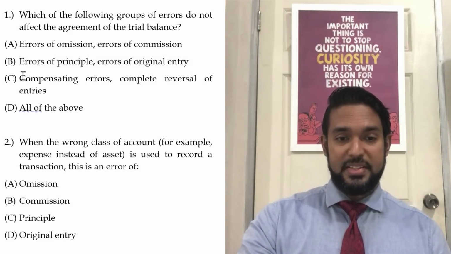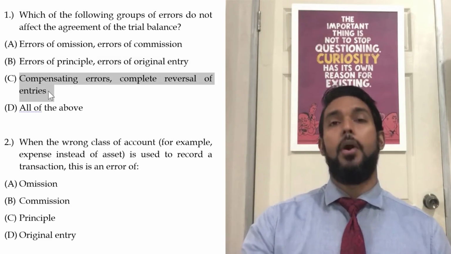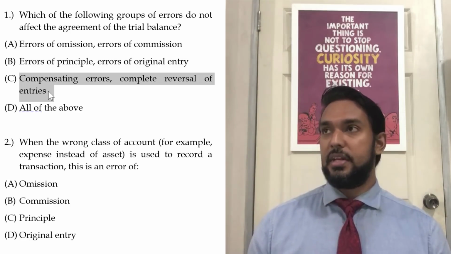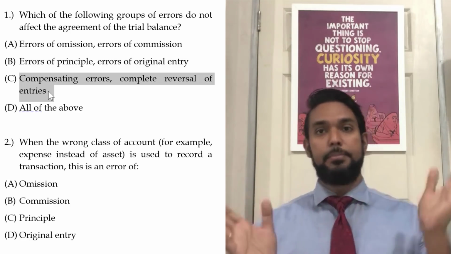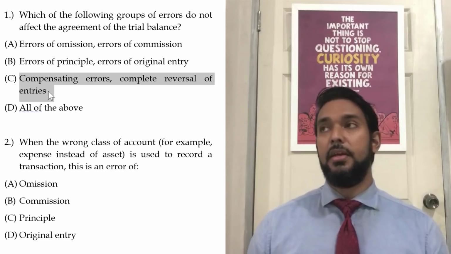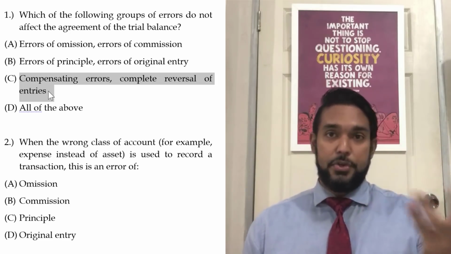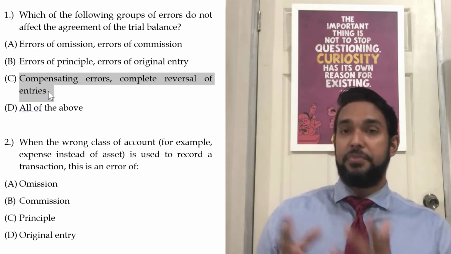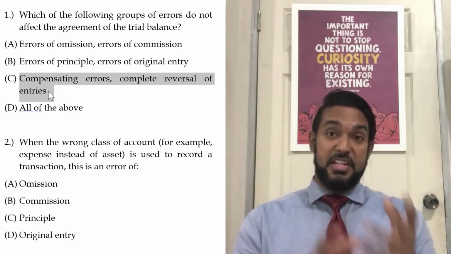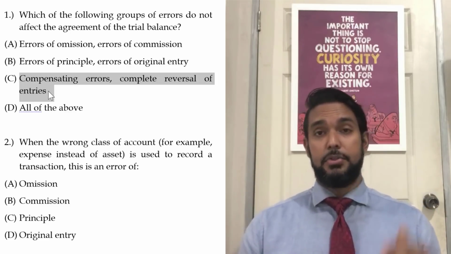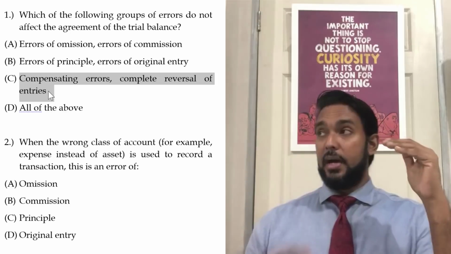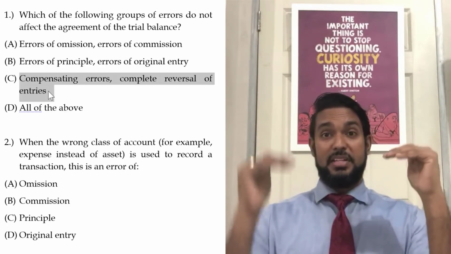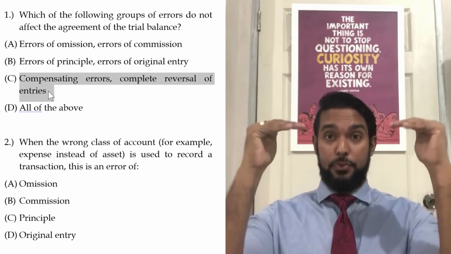Now we have compensating errors and complete reversal. Compensating errors are errors that are not in the same transaction but end up balancing each other out. For example, let's say you put 500 too much in the sales account and also 500 too much in purchases. Sales is a revenue, it has a credit balance, so your credit side is going to be too high. And purchases is an expense, so your debit side is going to be too high by the same amount.